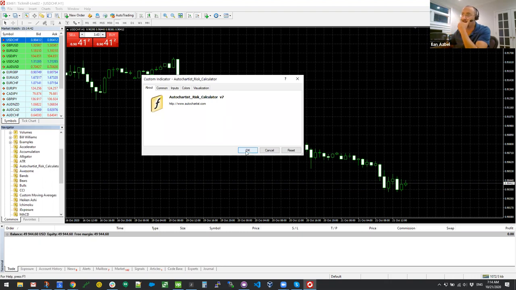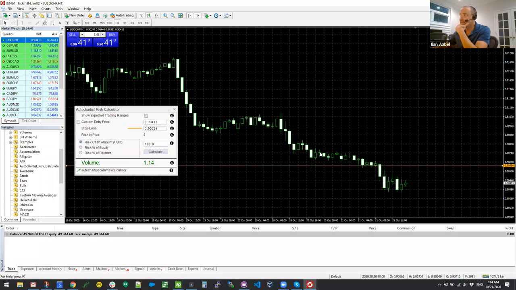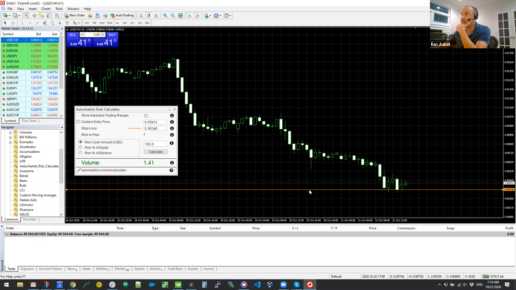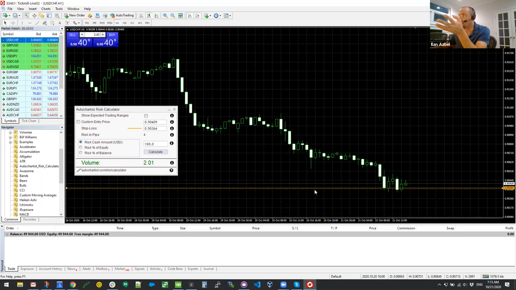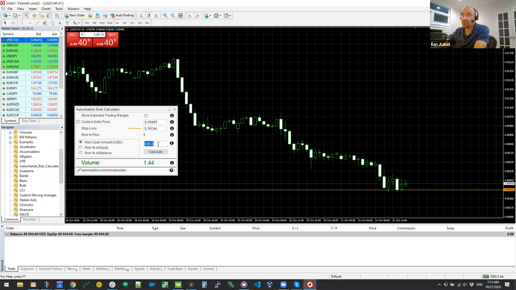So let me show you what it looks like. If we drag and drop the risk calculator onto the chart, we immediately get an orange line on our chart. And that orange line can be used to tell the risk calculator where we're thinking of setting our stop loss. So if I move this around, let's say I want to set it at this level over here, you can see that the stop loss has changed. And I want to actually risk $50. Then the risk calculator is telling me, set your volume to be 0.78, right?